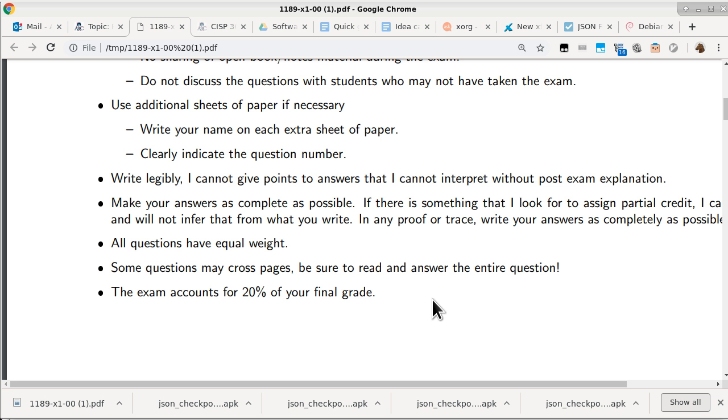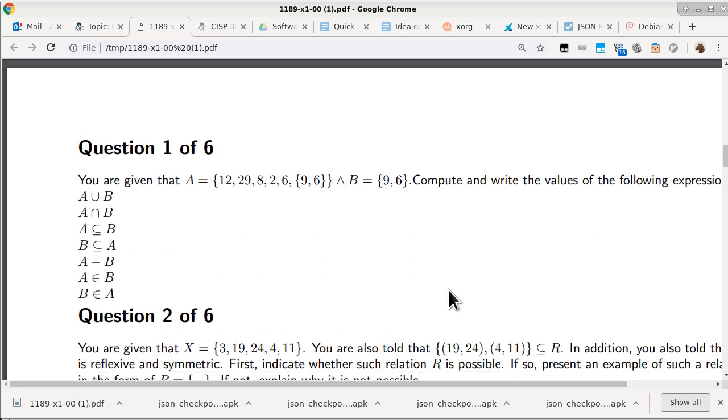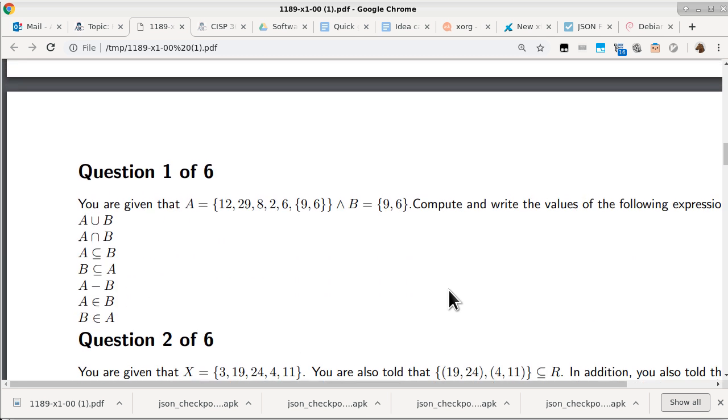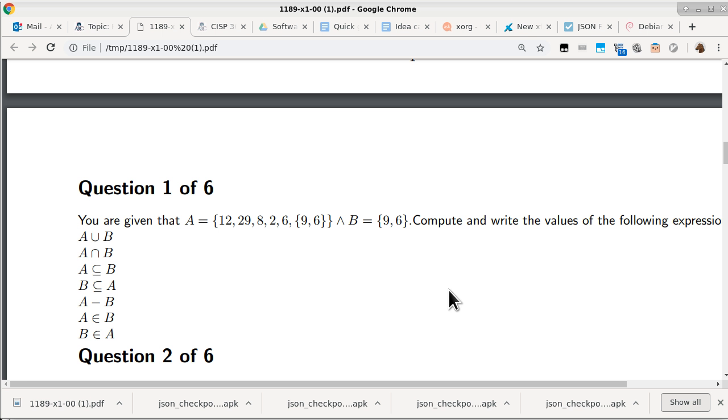Do we have any questions before getting into number 1 of the practice exam? No questions? Okay. Then we'll move on to question number 1. Question number 1 of 6 says, you are given a set A that has the following elements, and B is that.